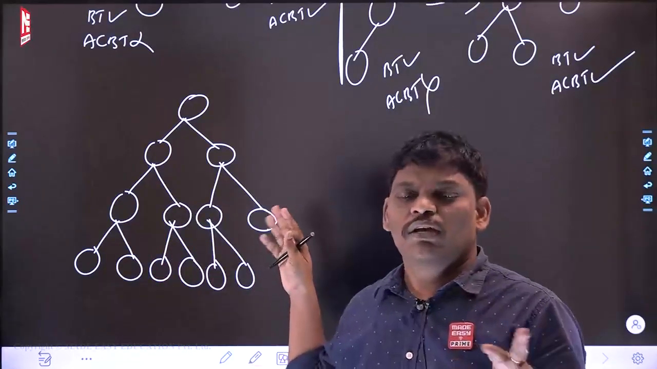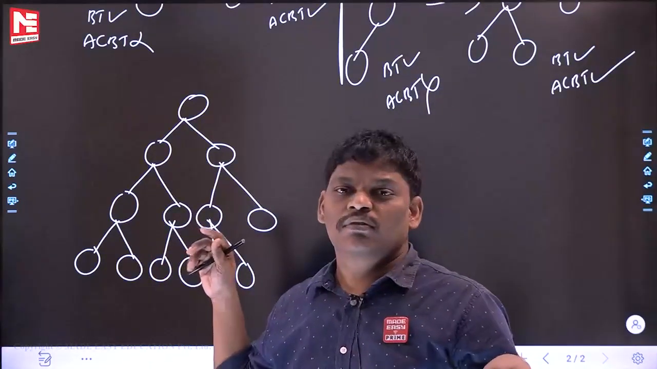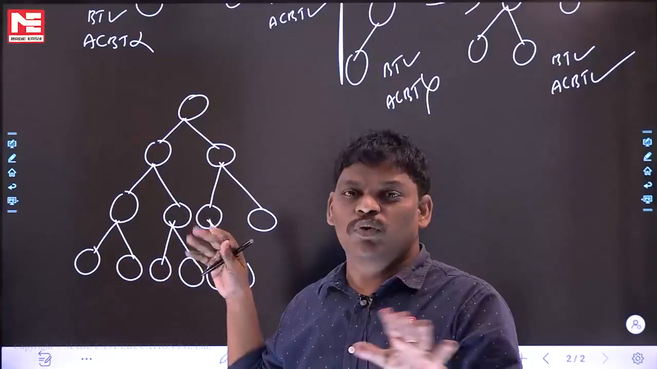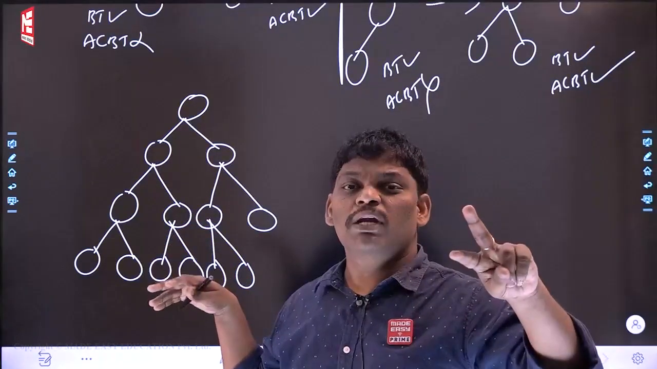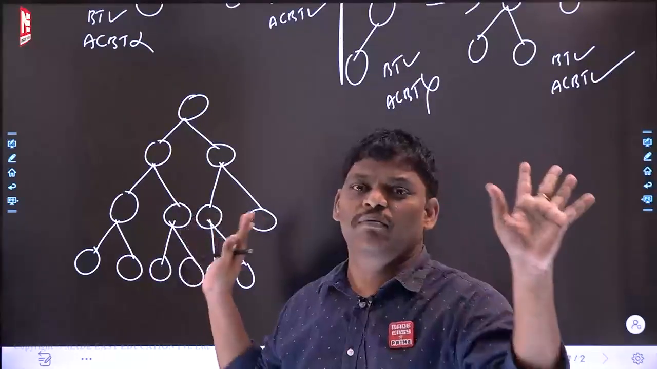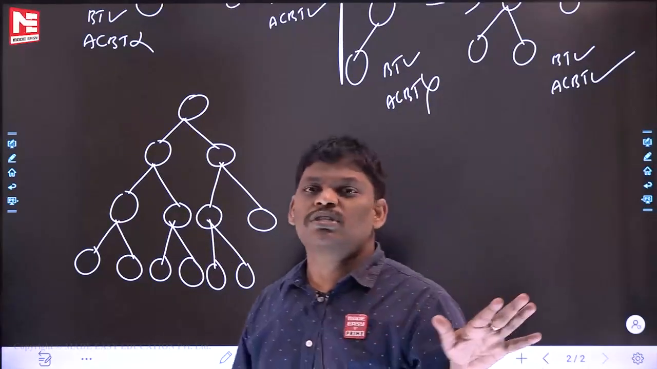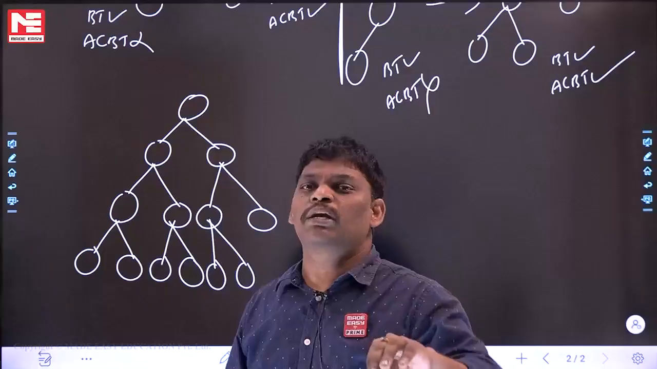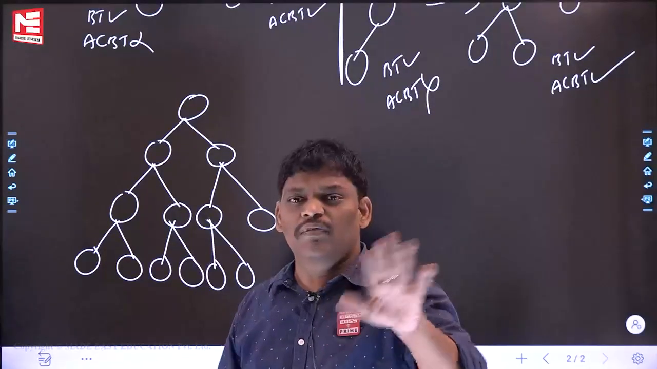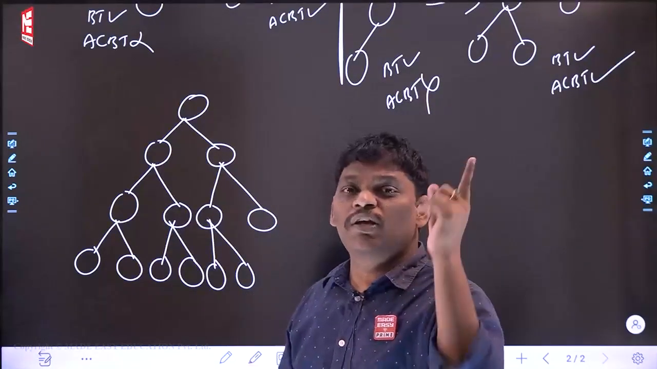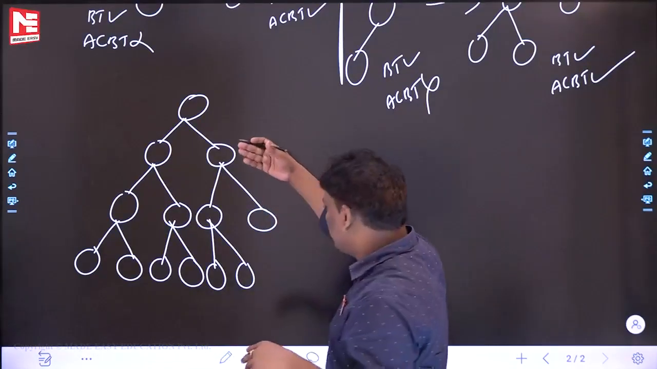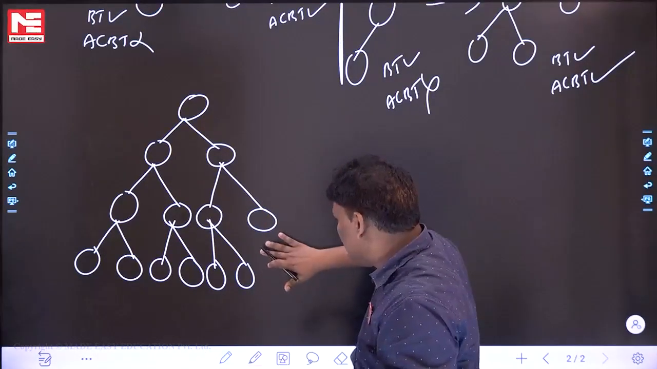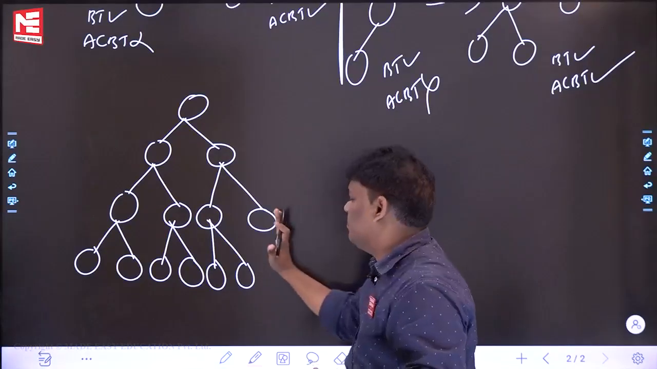If anyone asks you from today onwards, one of your friends says to you, I have an almost complete binary tree, and in that almost complete binary tree, few gaps are there. Where? In an almost complete binary tree, if at all gaps are there, they should be in the last level, from right to left.